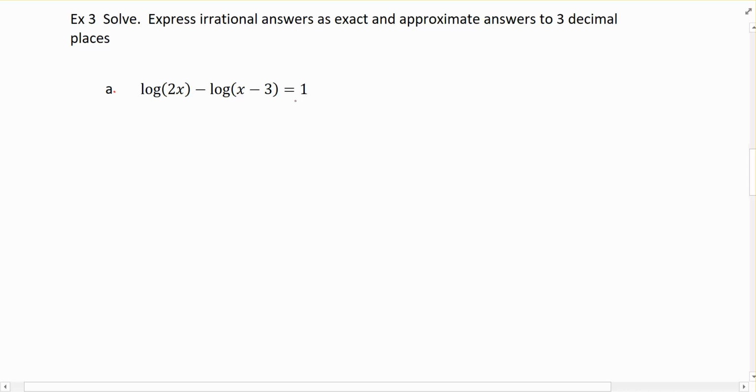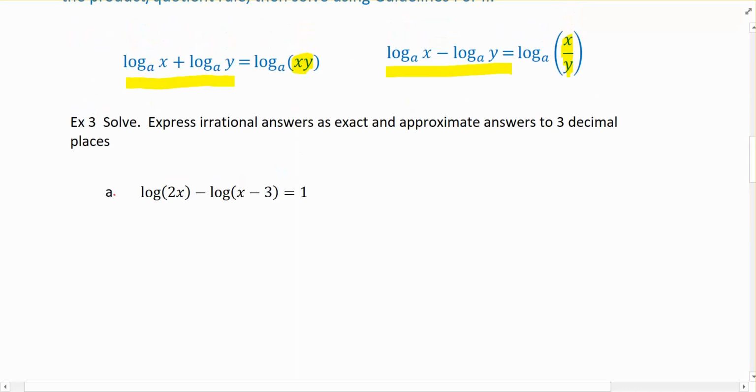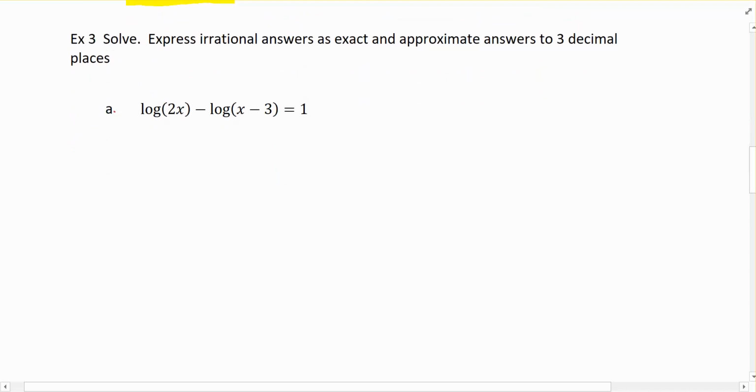So what do I do? Well, this is where we're going to apply the difference property of logs to transform the left-hand side into a single log expression. Because I'm subtracting here, I can take the log and rewrite this with the numerator being 2x and the denominator being x minus 3. Set that equal to the right side, which is 1.